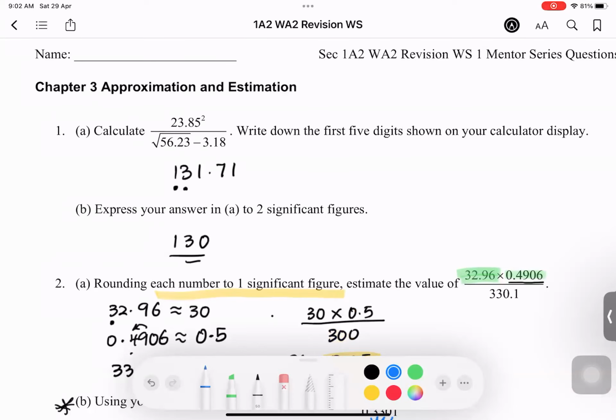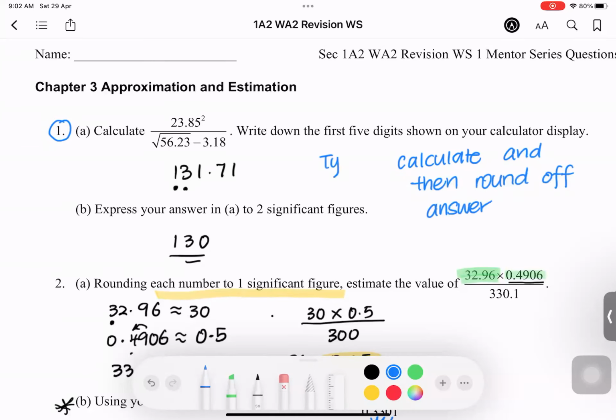Number one, this type over here, question number one, is to first calculate and then you round off the answer. This one is type number one. This kind of question, they will ask you to calculate first and then you round off the answer.